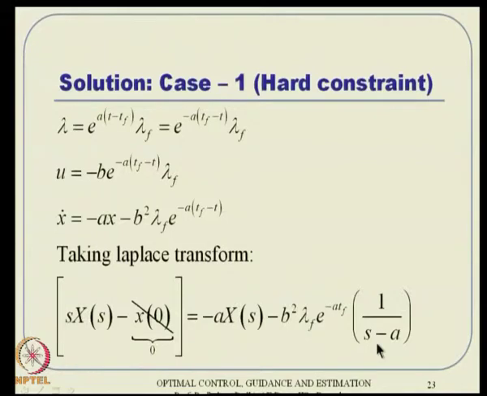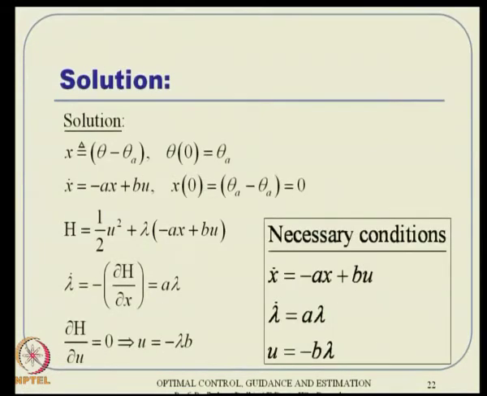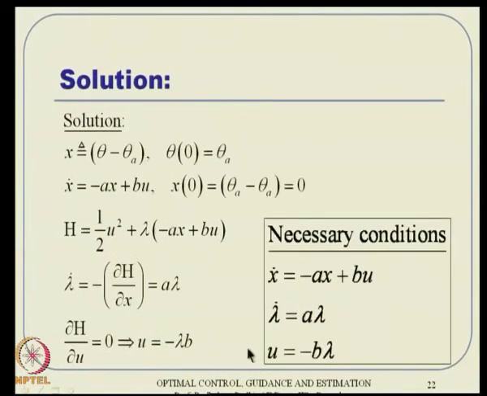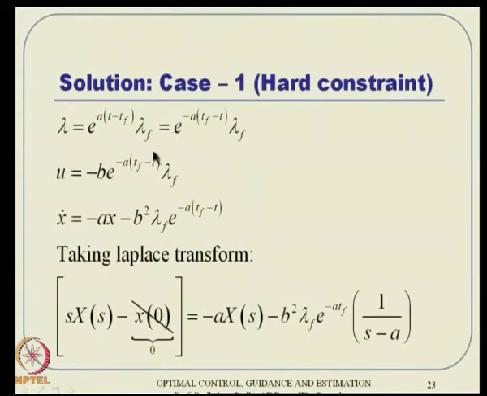So, the solution of the first case, the hard constraint case, we can proceed this way. The lambda equation happens to be an independent equation, which is a very good thing, because you can do closed form solutions easily now. So, lambda dot is a lambda. With respect to lambda f, which is typically known to us, the solution is e to the power a times t minus t f into lambda f, which is equal to e to the power minus a times t f minus t.